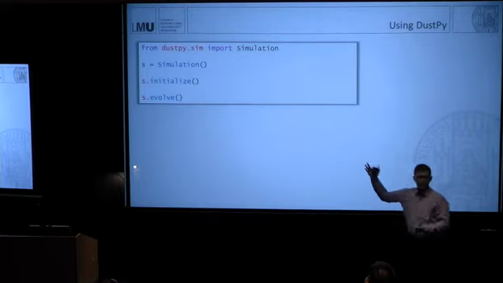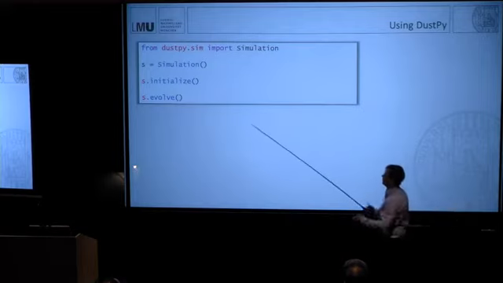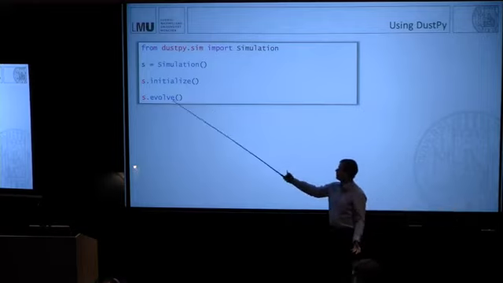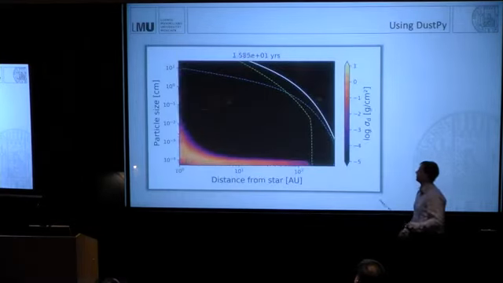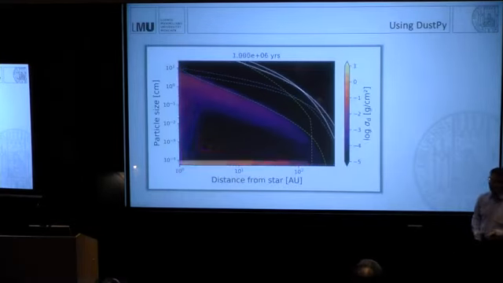When you then initialize it, DustPy checks everywhere where it's None. It just puts some standard parameters in it. And then afterwards, you have a simulation that is ready to go, and you just put evolve, and then you get basically that model that you had earlier. So it was 4 lines of code.